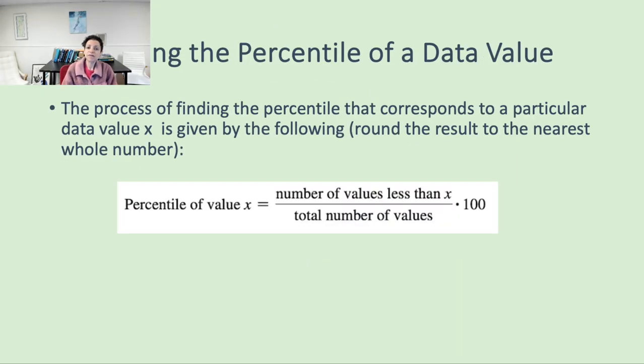So how do we find the percentile of a data value? To find the percentile of a particular data value X, we put the values in order of magnitude, then take the number of values less than X, divided by the total number of values, times 100. And that's going to give us our percentile.